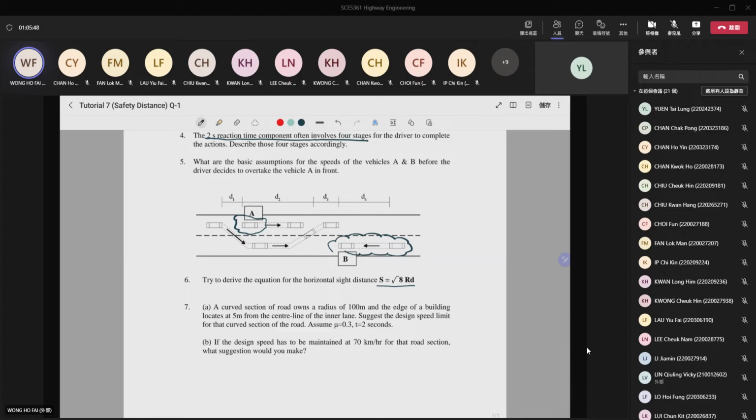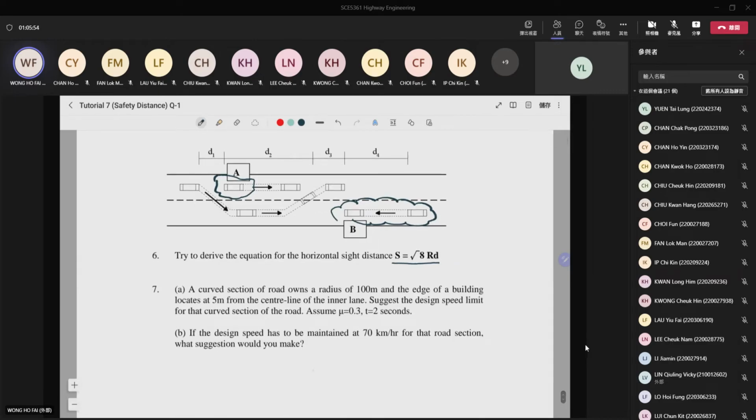And then the last one is a curved section of road with a radius of 100 meters. Say for example, we have a curved road, and if it has an obstacle here, and you look from here to here, that is a horizontal distance. But for the real distance, you will travel around from here to here. So S is the distance along the road that you will travel when you can see the obstacle from this point to the other point.